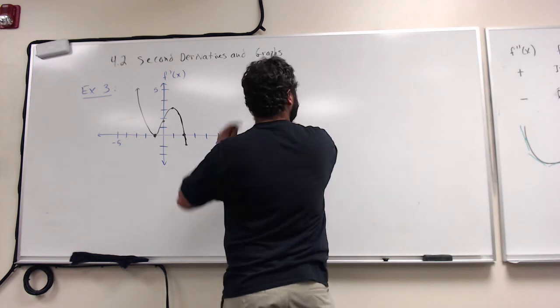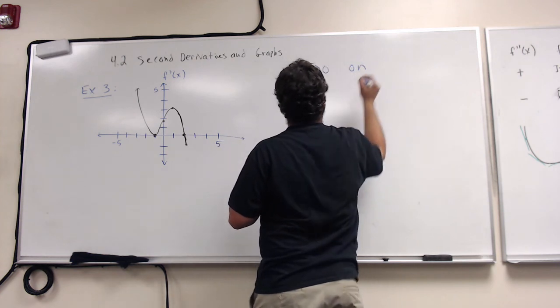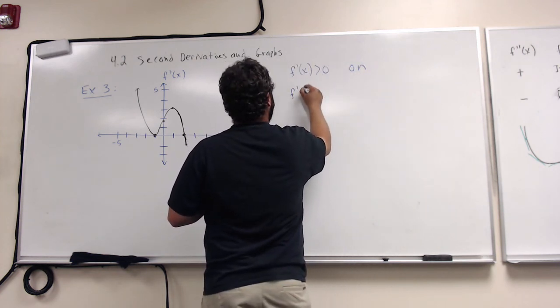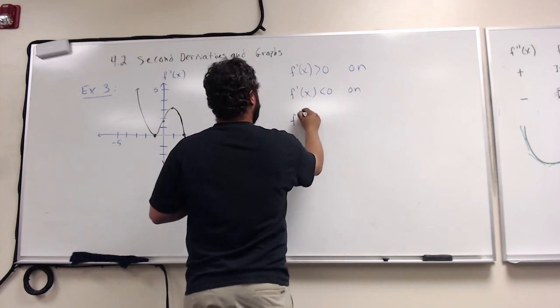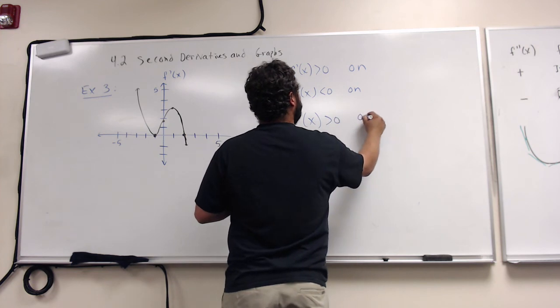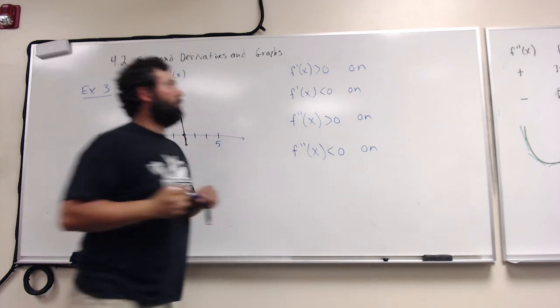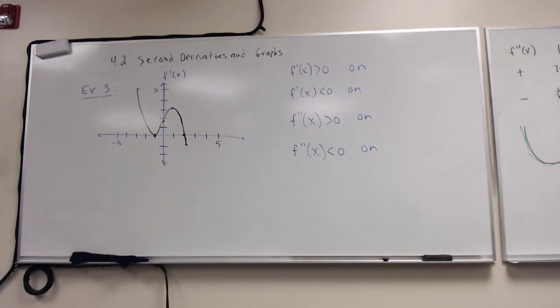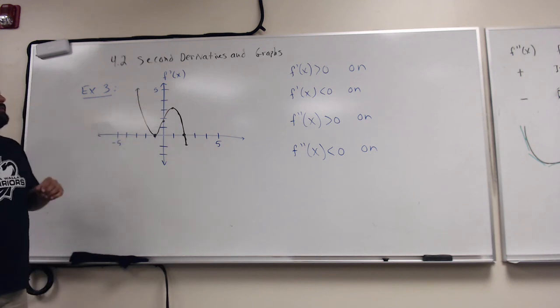So I've got f prime of x is greater than 0 on what interval? F prime of x is less than 0 on what interval? We'll figure out where the second derivative is greater than 0 and where it is less than 0. So we've got to find all these intervals. I think it's easy to deal with f prime first. So what do we know? Well, since this is the graph of the derivative, I just want to know on which intervals the derivative is positive.